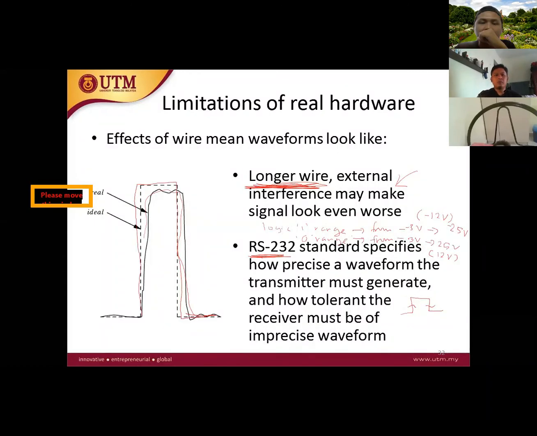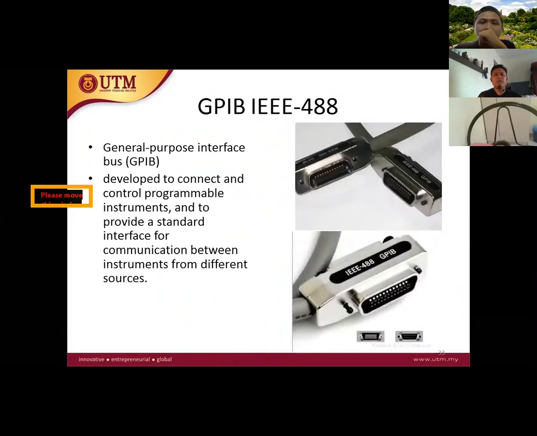Okay, I think that's finished for RS-232. We carry on with GPIB, IEEE 488. GPIB stands for General Purpose Interface Bus. This is basically an industrial-based interface for communication between instruments from different sources, I mean different manufacturers.